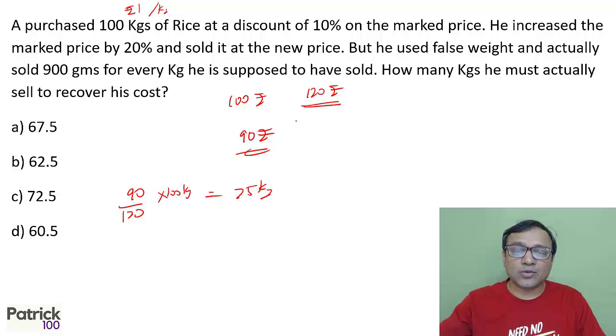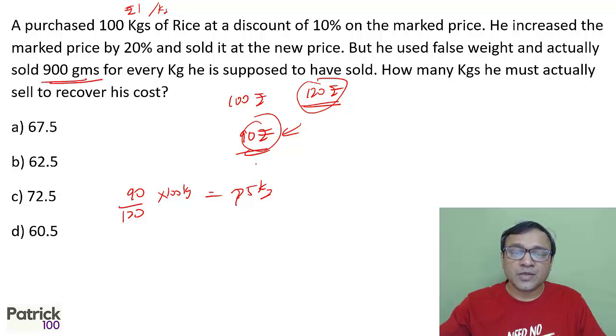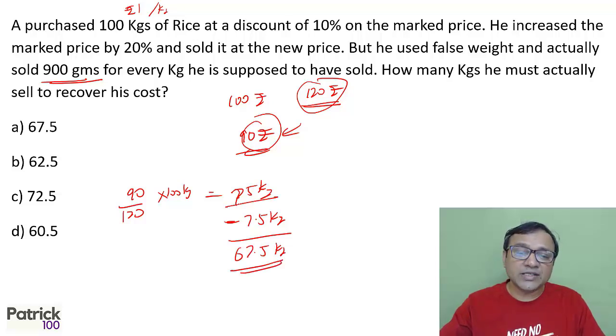So I have to sell 3/4. Total price is 120, but I want 90 rupees. To get 90 rupees, I have to sell 3/4, that is 75 kgs. But when he's selling 75 kg, he's selling only 900 grams out of 1 kg. 10% less. So he's selling 10% less because of false weight. Remove that, so you'll get 67.5. So actually he's selling 67.5. He's supposed to sell 75 kg. Actually selling 10% less, 67.5. That will give you the answer as A option.